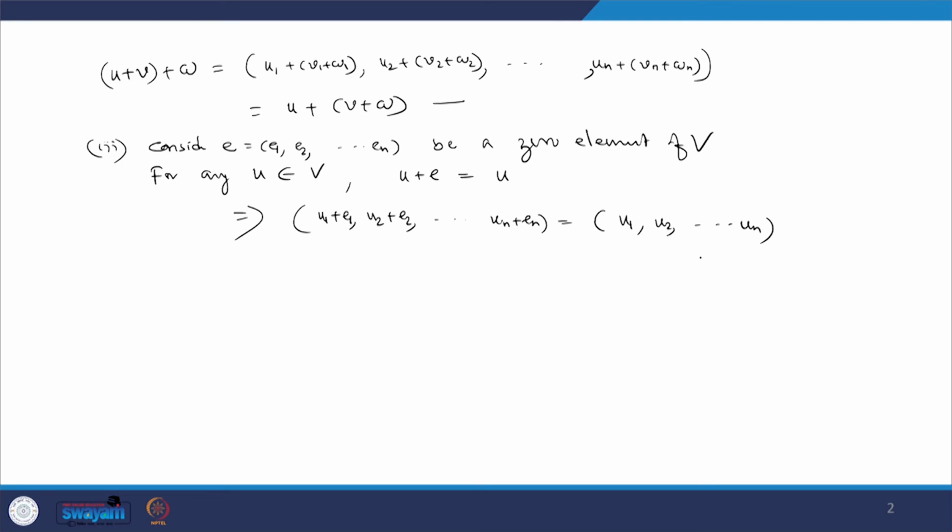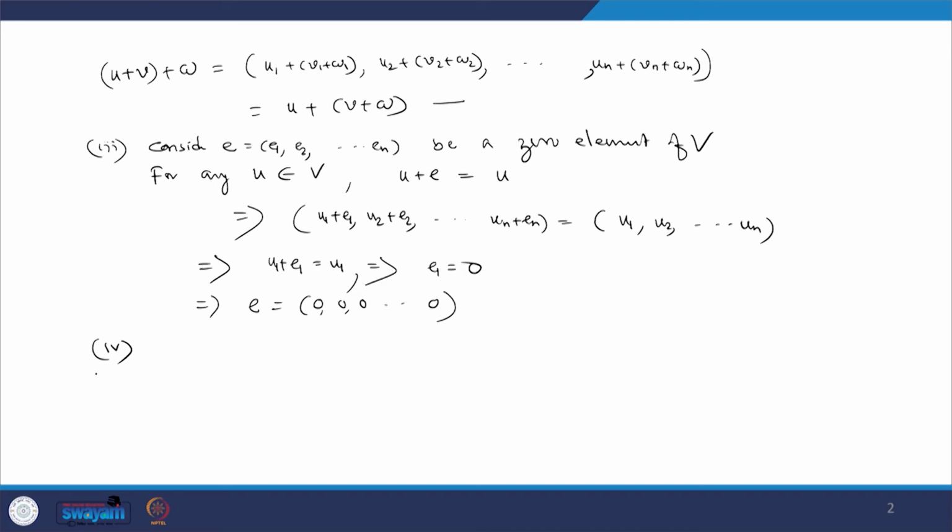Since these two n-tuples are equal, therefore, comparing each component they have to be equal. So, this implies that u1 plus E1 equal to u1, this implies that E1 equal to 0. It is a number from the field capital F. So, E1 equal to 0. Similarly E2 equal to 0, E3 equal to 0 and En equal to 0. So, this implies that E equal to 0 comma 0 comma and 0. So, this is the 0 element, Fn, I mean V equal to Fn.